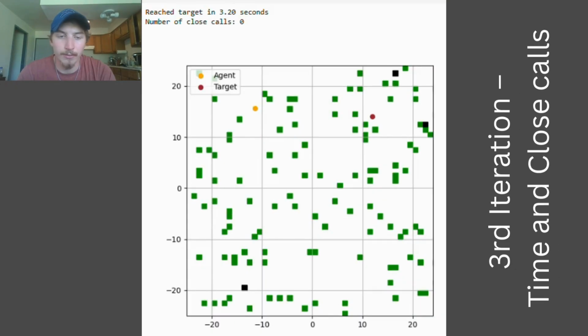This is the third and final iteration of testing, where you can see the agent is properly tracking the target and avoiding the obstacles. Again, as in the first avoidance iteration, the agent moves away from the target towards the end because of the position of the obstacles and does not properly reach the target until the obstacles are far enough away. In this iteration, the time to target was 3.2 seconds and the number of close calls was 0.